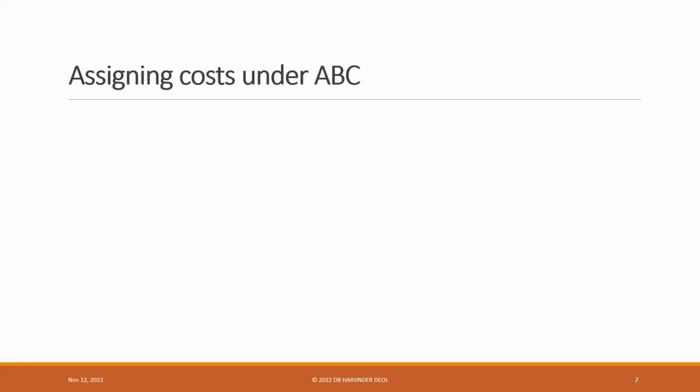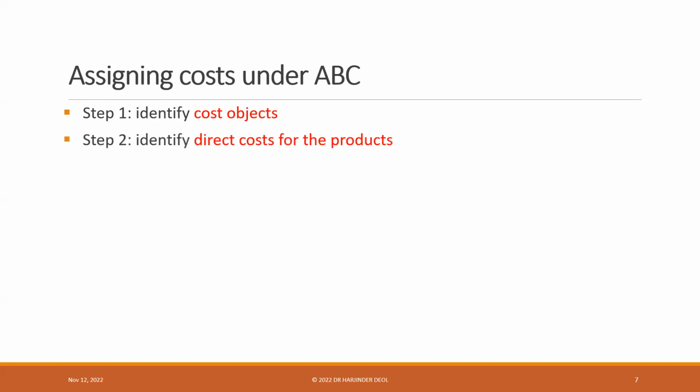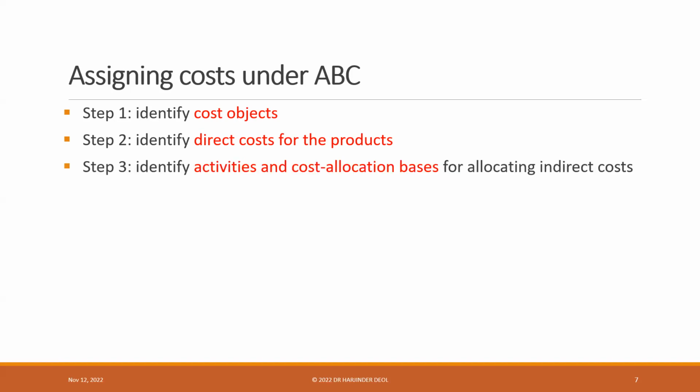Let's take a look at how we assign costs under activity-based costing. The very first step is to identify the cost objects, what it is that we're looking to determine cost for. As a next step, we identify direct costs for these products. So direct costs include the cost of direct materials and direct labor. And then we identify activities and cost allocation bases for allocating indirect costs. Recall, indirect costs would include manufacturing overhead.